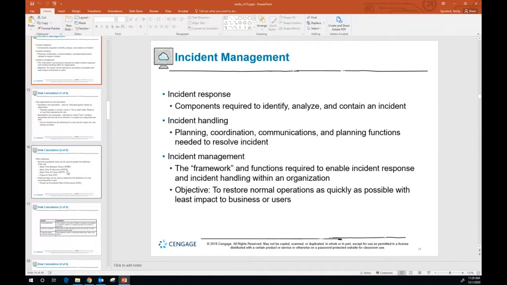The objective of this is how do we return back to normal operations as quickly as possible with the least impact on business or users. We have to have the management plan set up to allow us to know how to respond to an event and also how to handle an event when it happens.